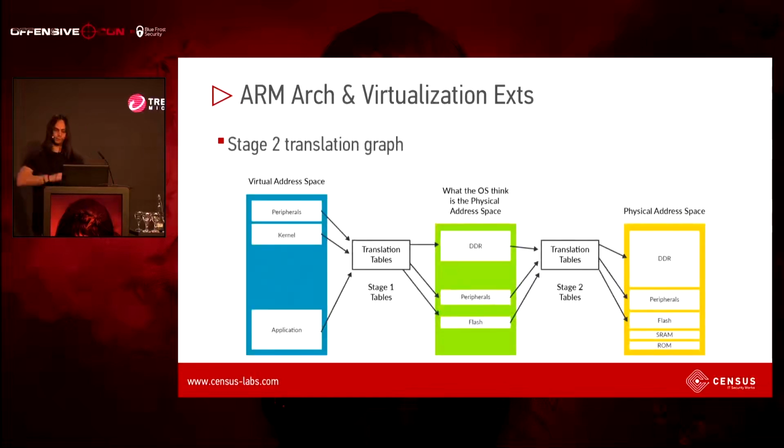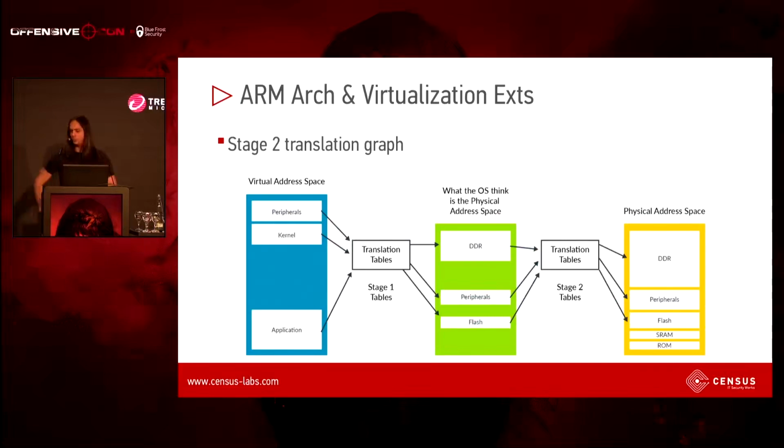So from left to right, we have the virtual address space of EL1, which is translated through stage 1 translation tables. And this is now an intermediate physical address, and this is what the operating system thinks is the actual physical address. But to retrieve the actual physical address, we go through stage 2 tables, which are not accessible by EL1. They are only accessible by EL2 and, of course, EL3.